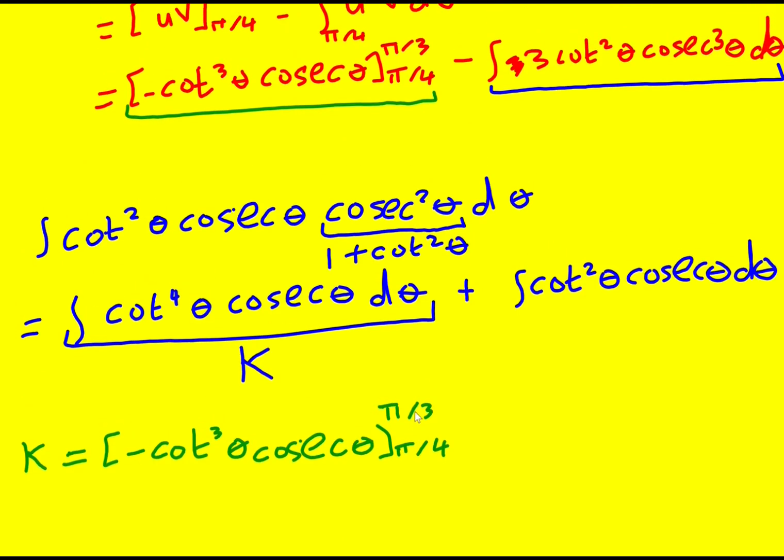And then I'm minusing 3 lots of this integral that I just worked out. And that is going to be k plus the integral from pi over 4. Do you know what? Let's expand the bracket as well. So it's going to be minus 3k minus 3 lots of this integral.